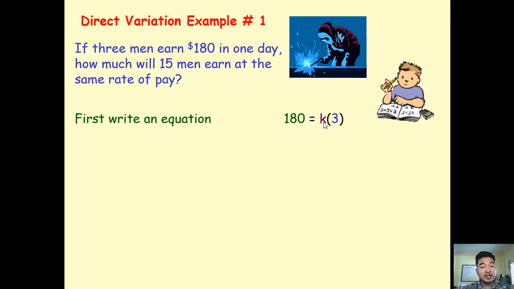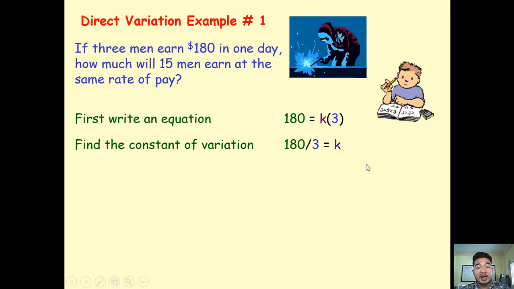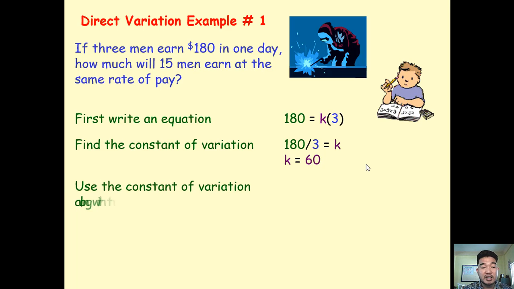Okay? So, our equation would be 180 is equal to k times 3. We solve for k. So, k now is equal to 180 divided by 3. Simplifying further, k is equal to $60. So, ang kita ng isang tao sa loob ng isang araw ay $60. So, madali na natin ngayong makukuha kung magkano ang kikitain ng 15 men pag sila ay nagtrabaho in a certain day. So, you use the constant of variation along with the given information.